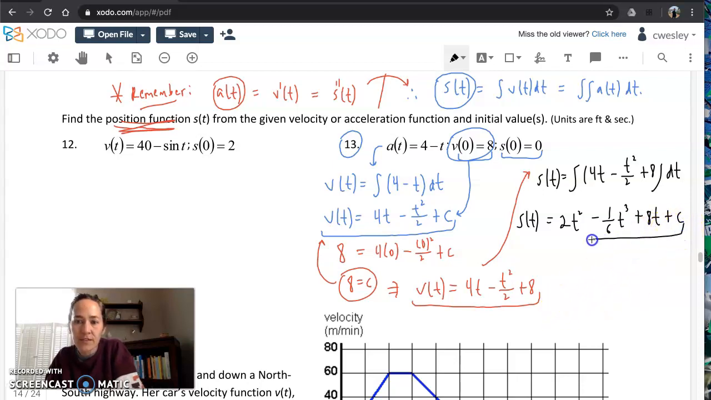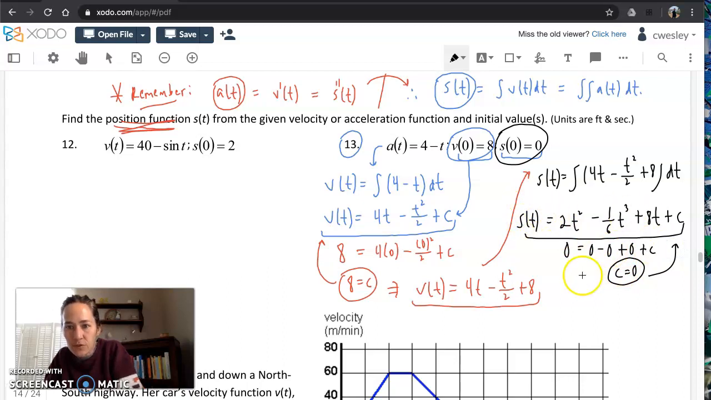Now it's time to get c, and we can be done with this, right? We have this second initial condition that the position at time 0 equals 0. So 0 equals a bunch of zeros again this time, plus c, and your final c, I should have called it c sub 2, equals 0. So final answer is this position function with 0 plugged in for t. S of t equals 2t squared minus 1/6 t to the third plus 8t, and then just a plus 0 that we can leave off.